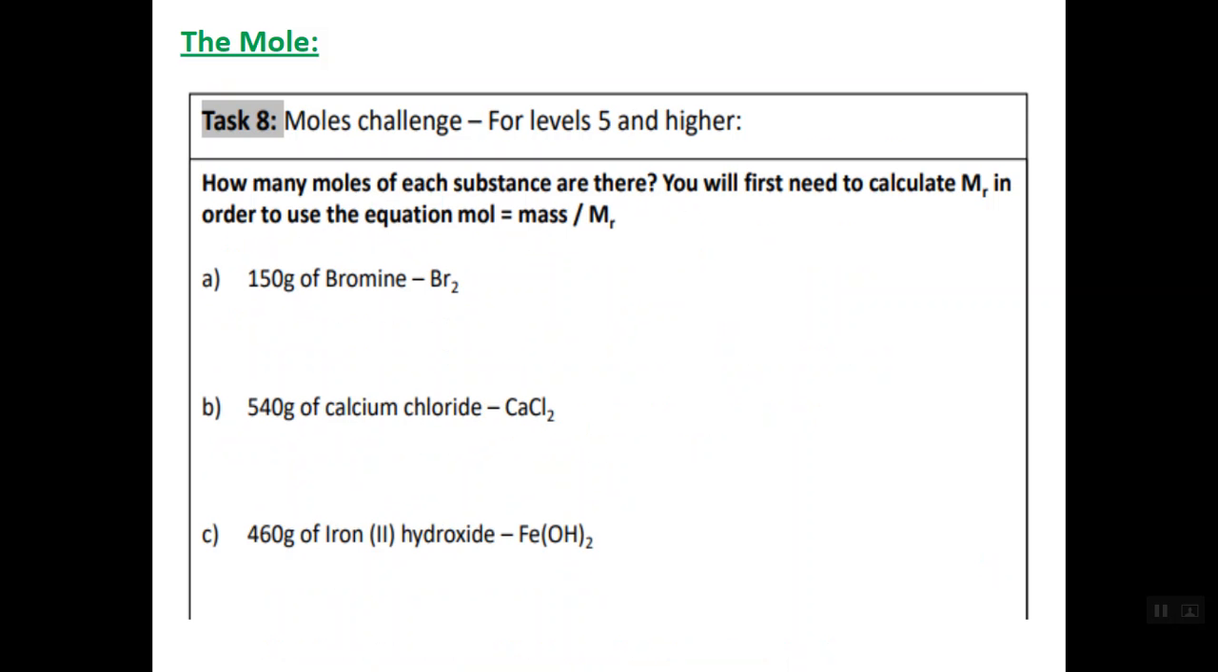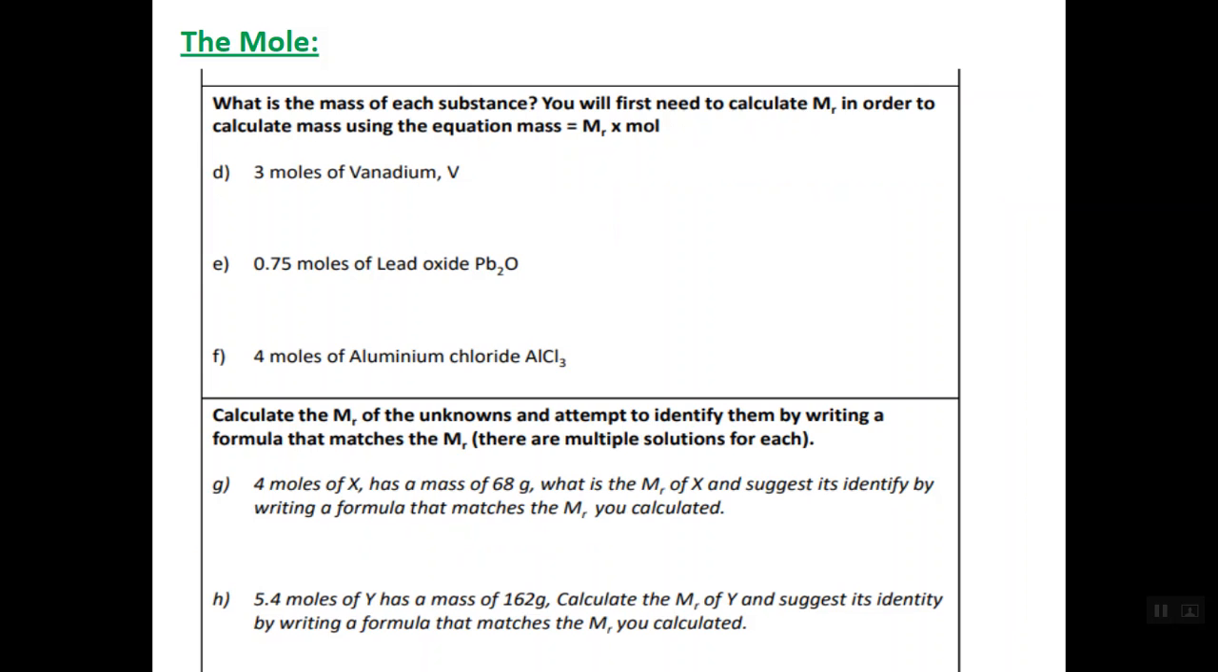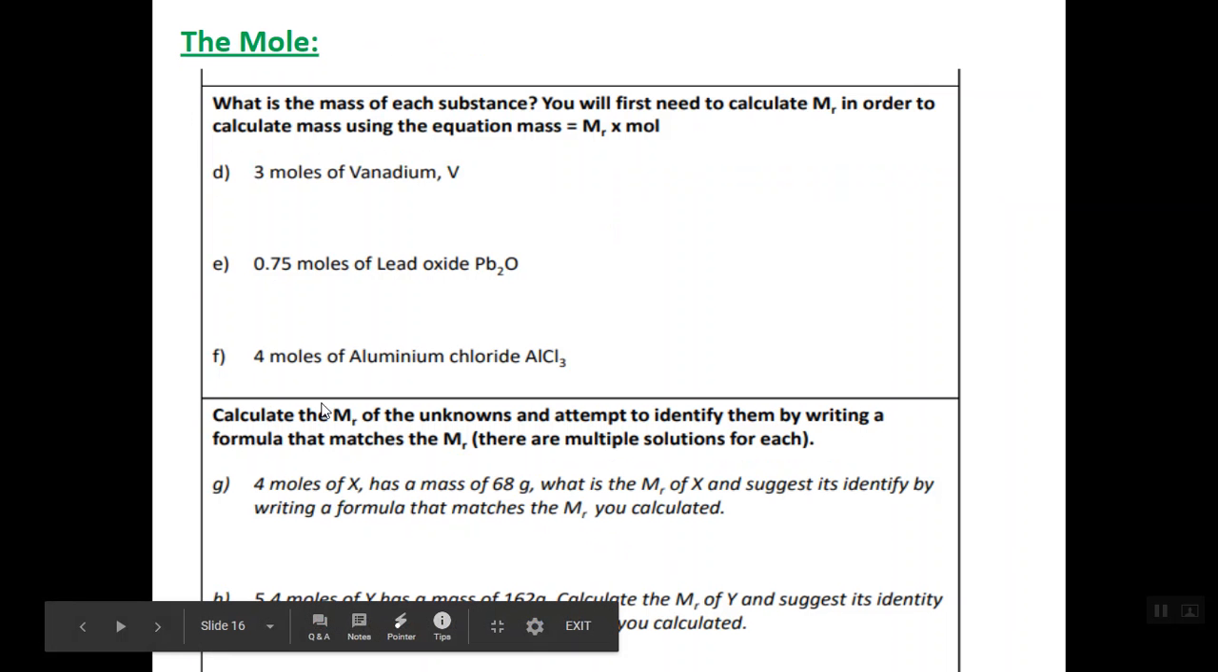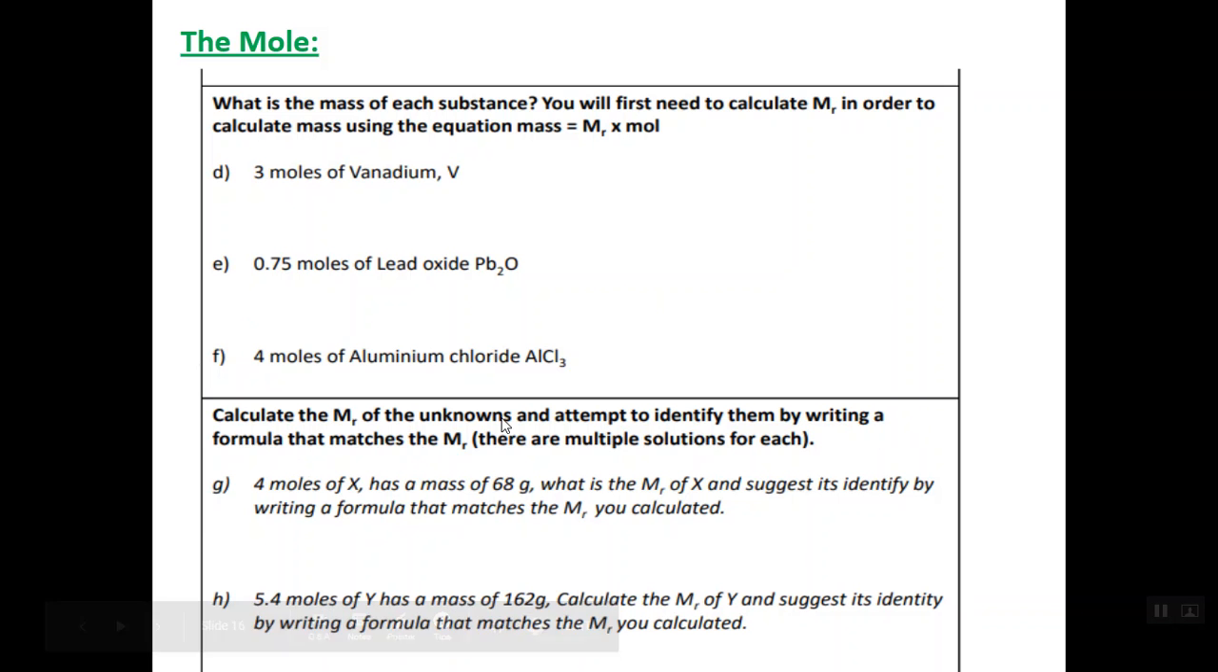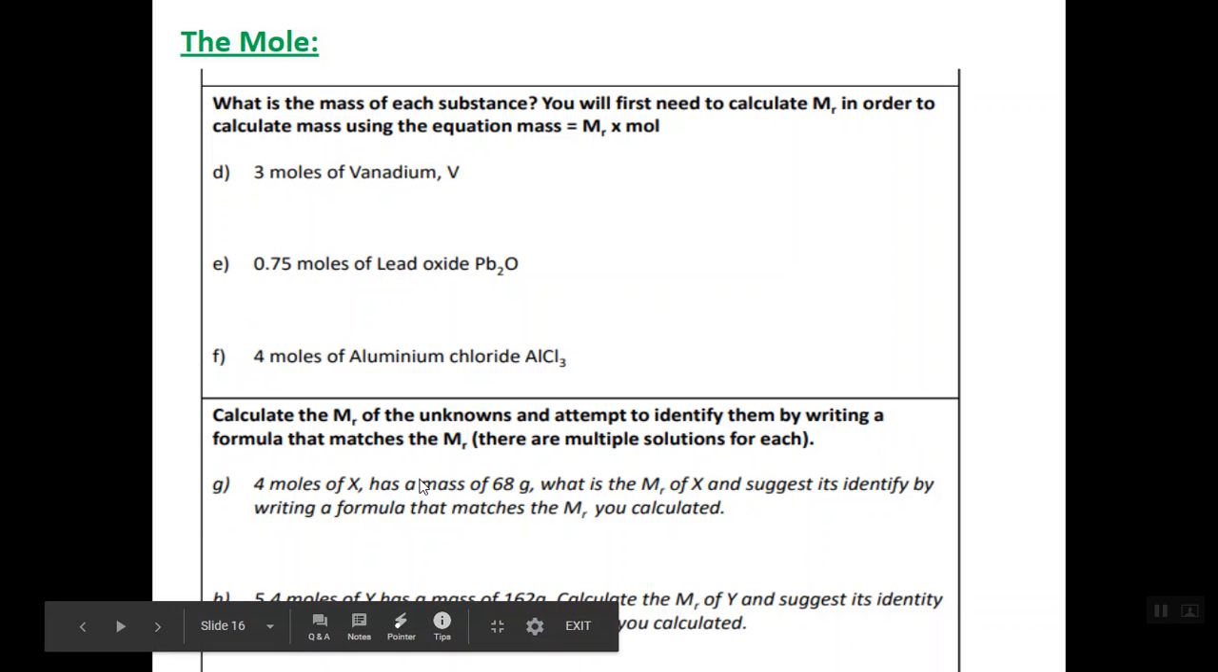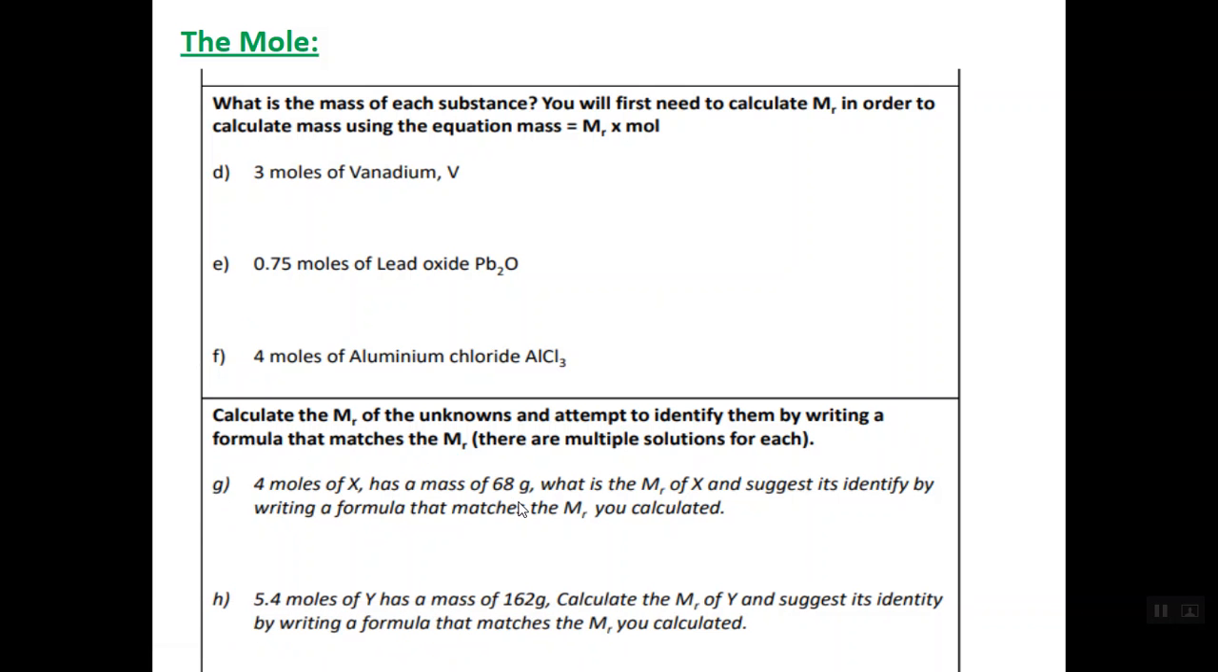On the next slide, you've got something that's for people who are aiming for level 5s and higher. And when you get onto the next part of it, you're actually aiming for the very, very top end. So especially here, calculate the MR of the unknowns and attempt to identify them by writing the formula that matches the MR. I've put that in there and I've left that in there for anybody who wants to work through it and come up with an answer. They are level 7, 8 questions.